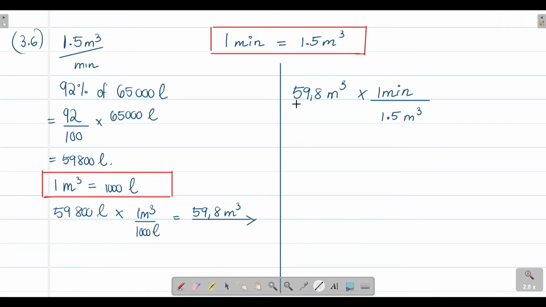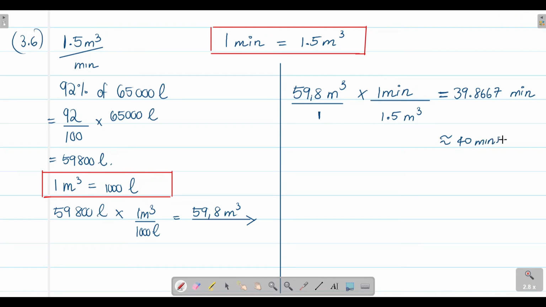So what do we notice here? If you punch that into your calculator, you will get 39.8667 minutes. So approximately, for us to fill up the 59.8 meters cubed of the pool, you will need 39.8667 minutes. That is approximately 40 minutes to fill up our pool.